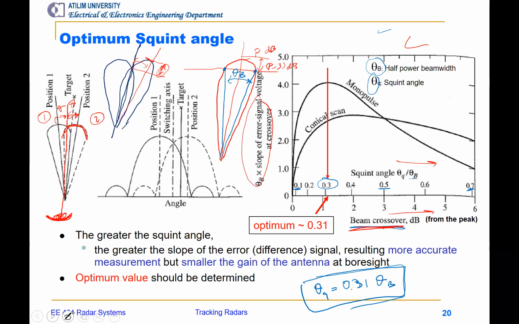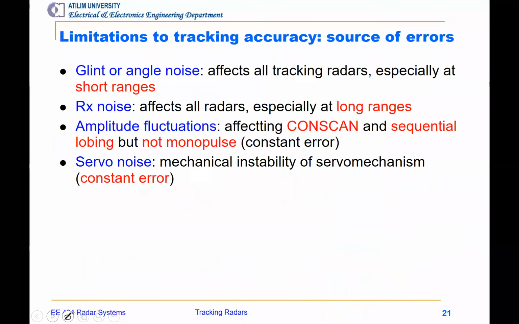Okay, now the last subject was limitations to the tracking radar accuracy. And here we'll be talking about 4 types of errors, sources of errors: glint or angle noise, receiver noise, amplitude fluctuation, and servo noise. Glint or angle noise affects all tracking radars, especially at short range. Okay, this is for short range.